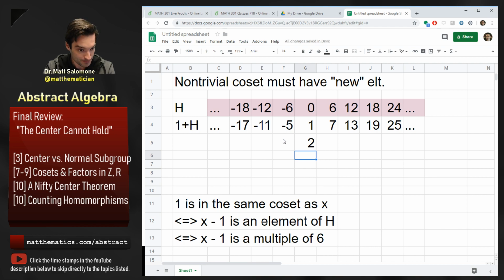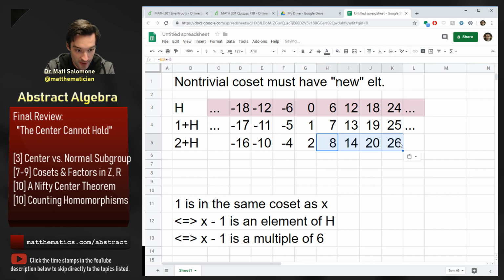So if I let me copy this down here. So what does 2 plus H look like? Well, all I have to do, again, is just take my 2 and add it to the elements of H. So negative 18 plus 2 is negative 16. Negative 10, negative 4. And then all the elements over here, which I get by adding 2 to a multiple of 6.